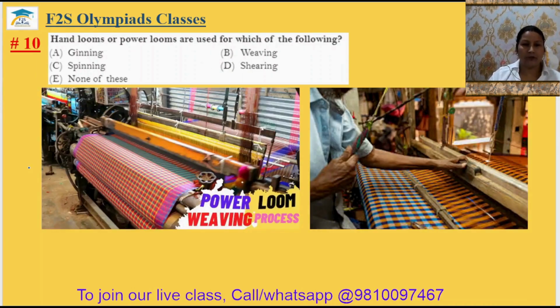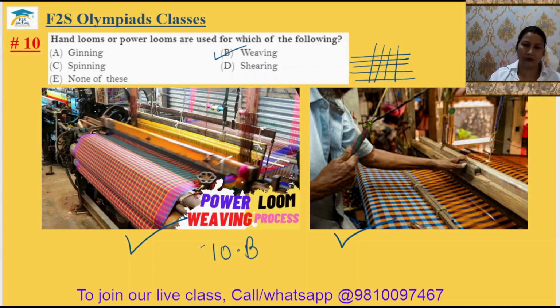Question number 10. Handlooms and power looms are used for which of the following? So you can just see here the process of weaving. Weaving means the fiber turns on it like this, and we will get this pattern. So you can see here in this picture, this is the hand loom and this is the power loom. Okay, so it is used for weaving. So 10th answer will be option B.